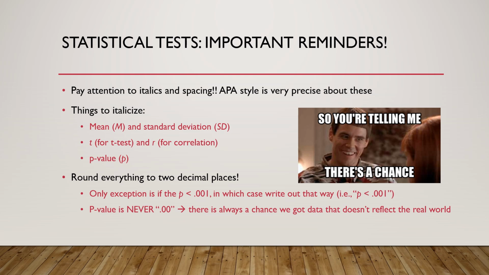There is always a chance that we found data in our study that does not reflect the real world. The probability of rejecting can't be 0. It always has to be some number. So we just say less than 0.001.